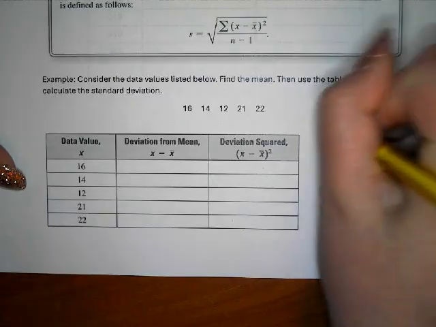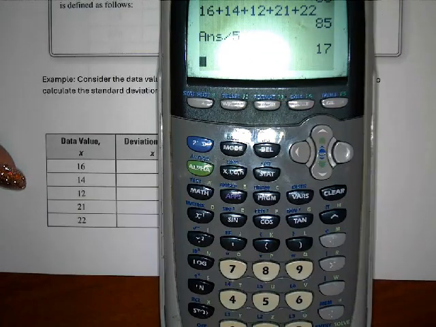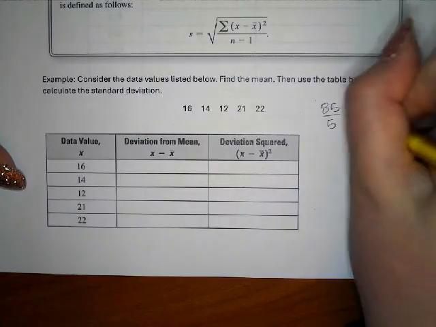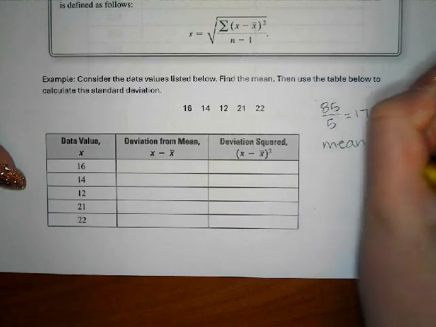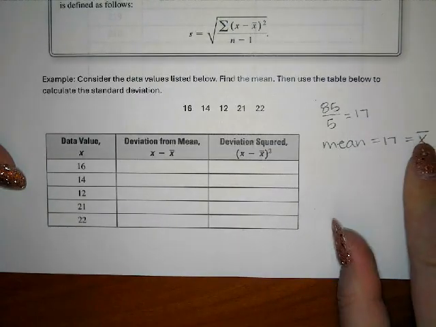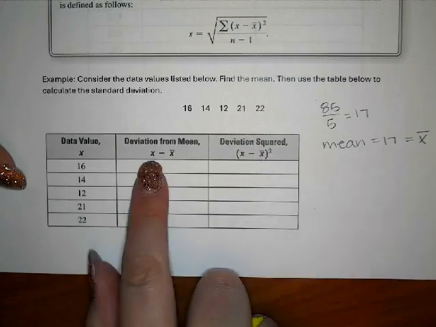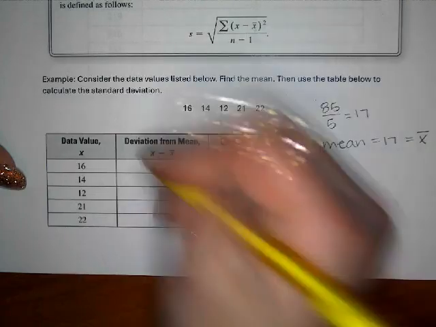And I'm going to divide it by 5, and I get 17. So the mean is 17, and this is x bar. All right, so now I'm going to take each of these data values and I'm going to subtract the mean.